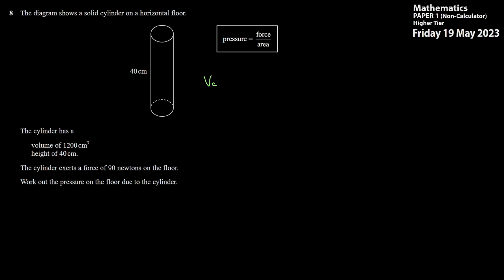So the volume is equal to the area multiplied by the height, which in our case, well, we don't know the area, so let's just call that A, multiplied by 40. And we're told that is equal to 1200. Rewriting this, I get that A is equal to 120 divided by 4, which is 30.